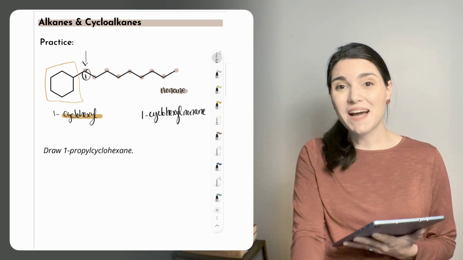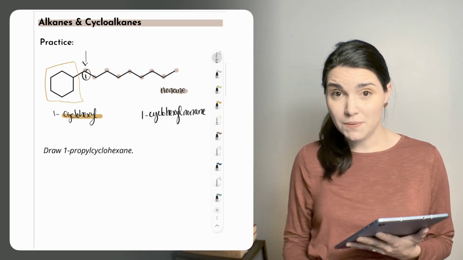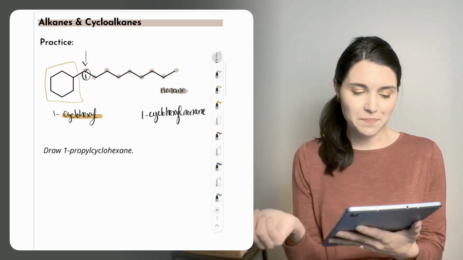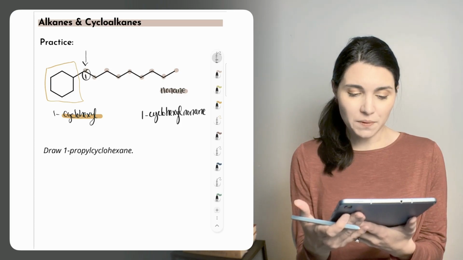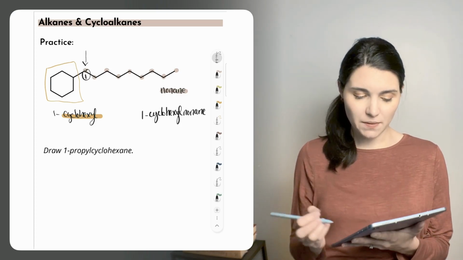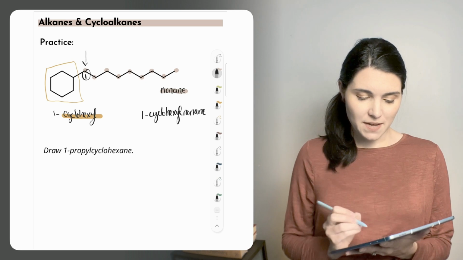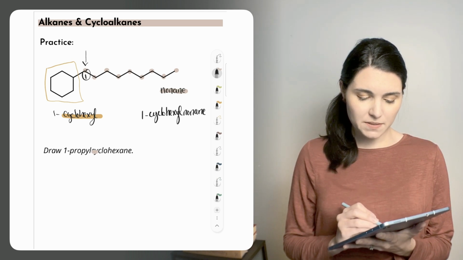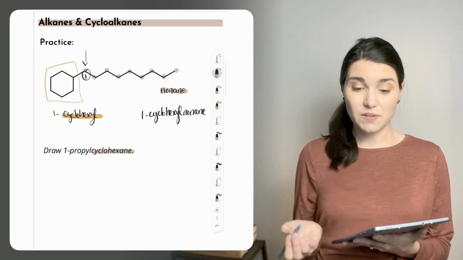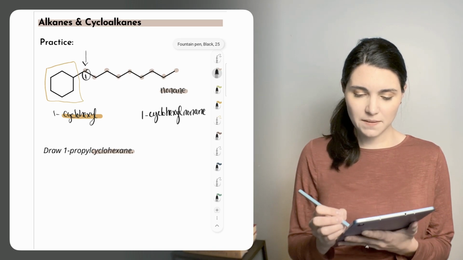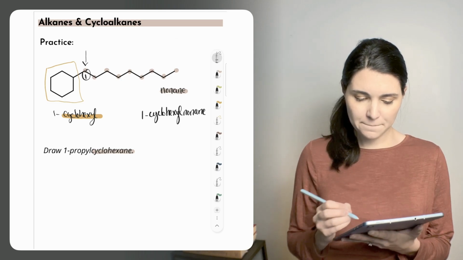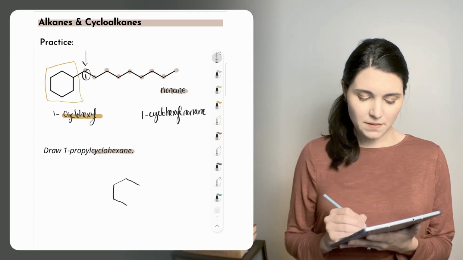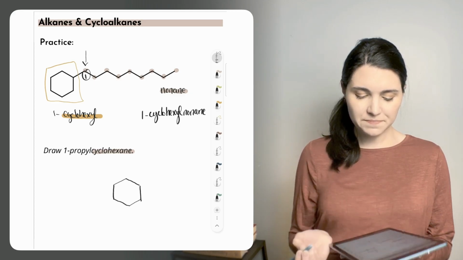nonane. For our last example, we are being asked to draw the molecule from a name instead of the other way around. So this should be fun. It's asking us to draw 1-propylcyclohexane. If we break down this name, the parent structure is that last part, so cyclohexane is our parent structure. Let's draw that. That's a ring with 6 carbons, which we just draw as a nice little hexagon.